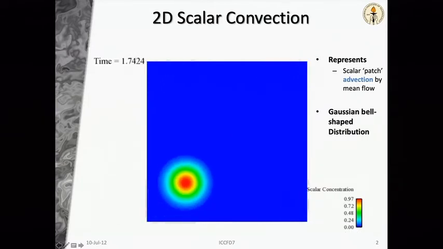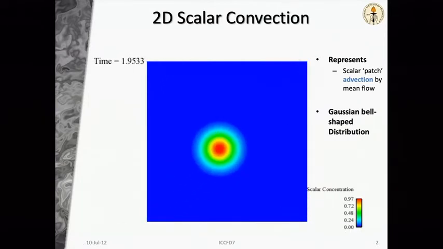Again, in this simulation, there's no diffusion. It's pure advection. So it makes sense that the blob should not change. It should not diffuse in time. It should not get deformed. The shape should stay the same.